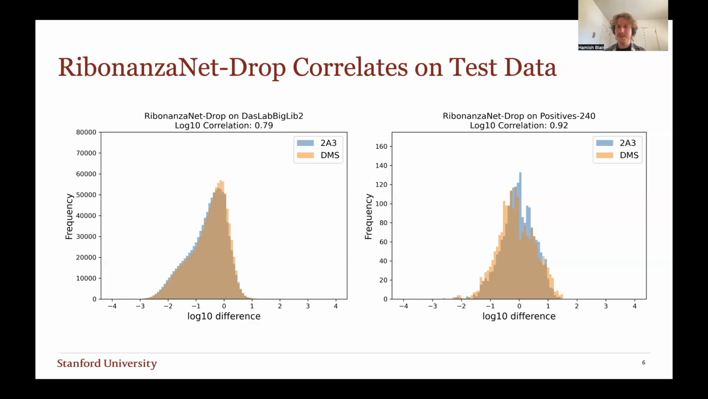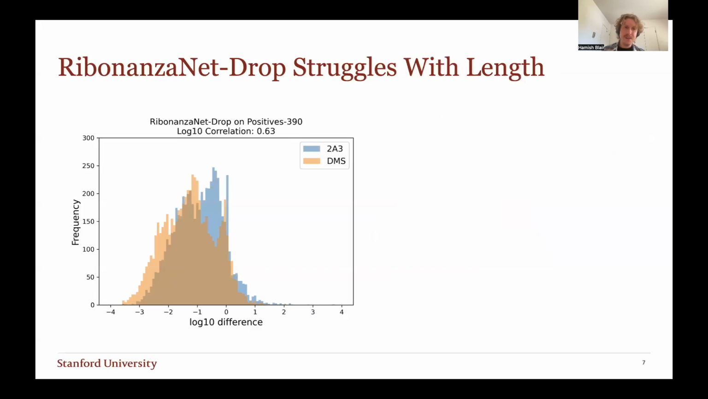A third data set that I tested it on was positives 390. Now we're getting to sequences up to 457 nucleotides, so much longer than it saw during training. And the correlation has gone down and the histogram has shifted. It's now seeming to overestimate the number of reads for each sequence.